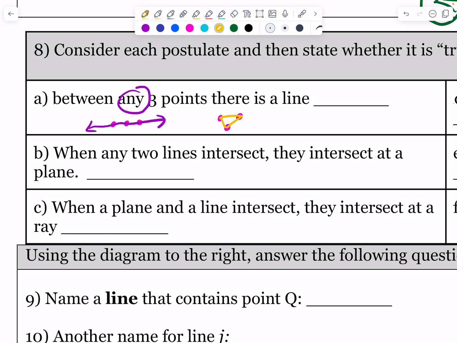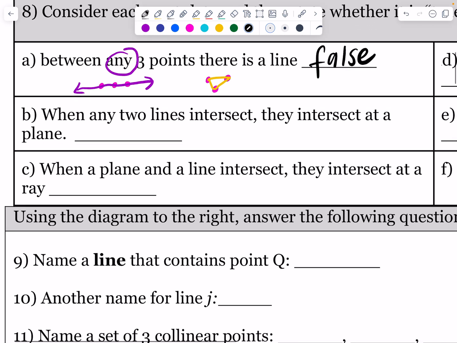We know that it actually says between any 3 non-collinear points, there exists a plane. So this is going to be false. This is false because if it is not collinear, then it's not going to create a line. It's going to create a plane.